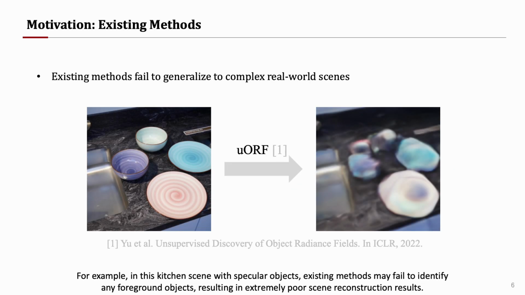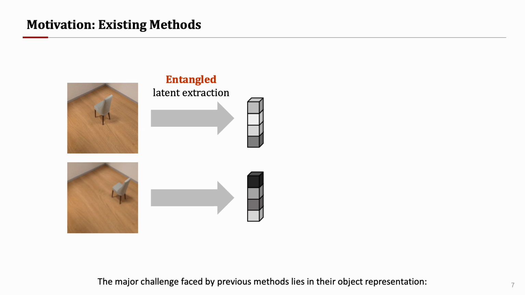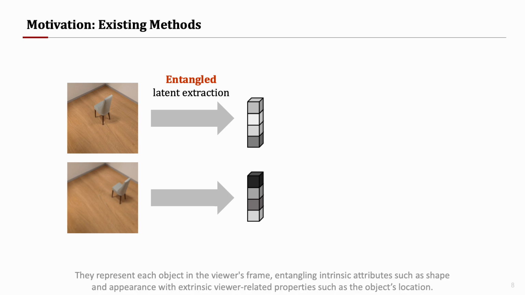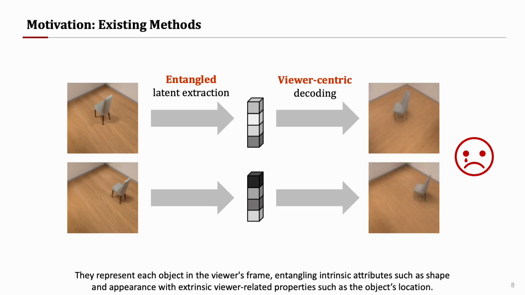For example, in this kitchen scene with specular objects, existing methods may fail to identify any foreground objects, resulting in extremely poor scene reconstruction results. The major challenge faced by previous methods lies in their object representation. They represent each object in the viewer's frame, entangling intrinsic attributes such as shape and appearance with extrinsic viewer-related properties, such as the object's location.